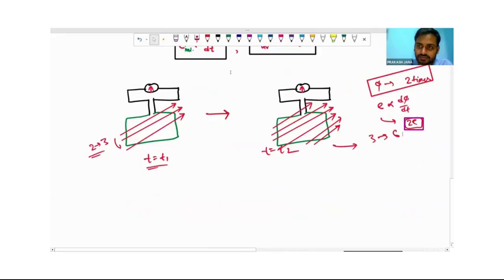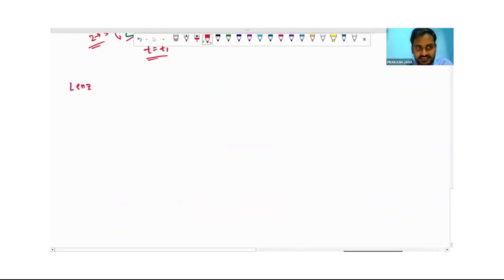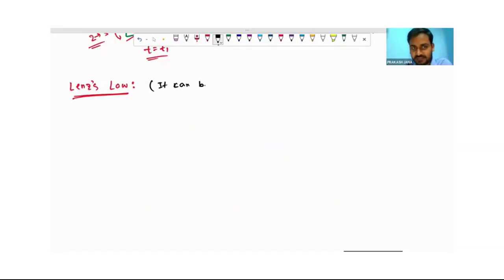Now we will move on to Lenz law. Okay, Lenz law. Lenz law says something about the direction, and it is nothing but the conservation of energy. So we will write here, it can be proved from conservation of energy.